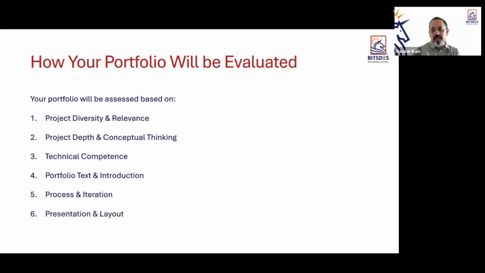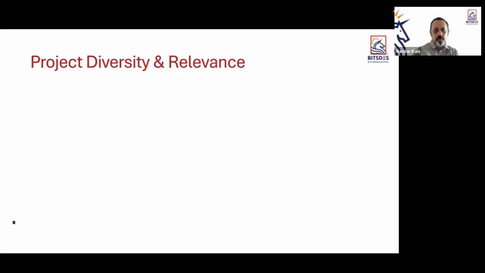And finally, the presentation and layout, right? The visual quality of your portfolio. Here, make sure that font sizes and everything else are readable. It's something that can be seen correctly. Before submitting your portfolio, you can maybe share it with a few friends, ask them if they're able to see it well on a screen, do some trials and so on. So that's your 6 points around which an audience is going to look at your portfolio.